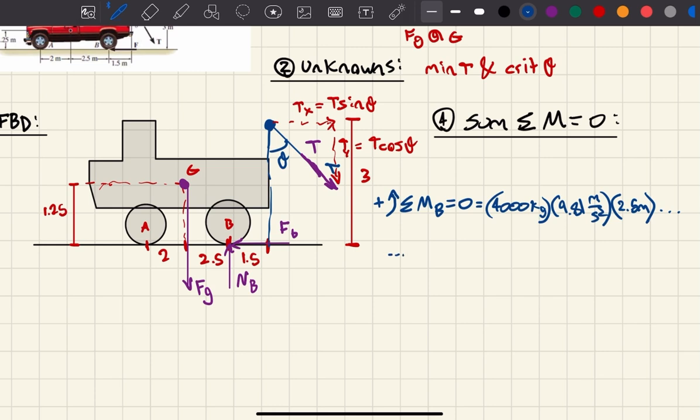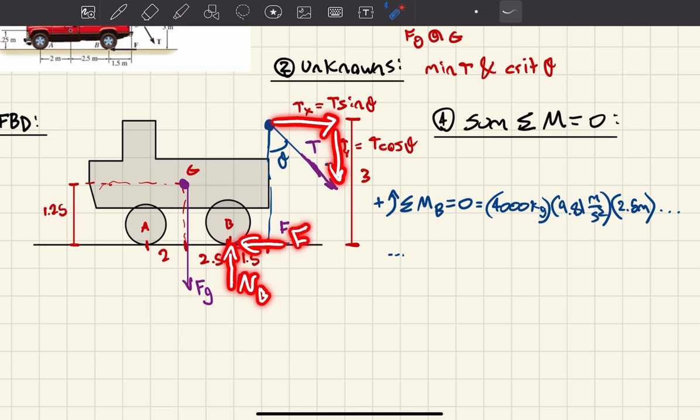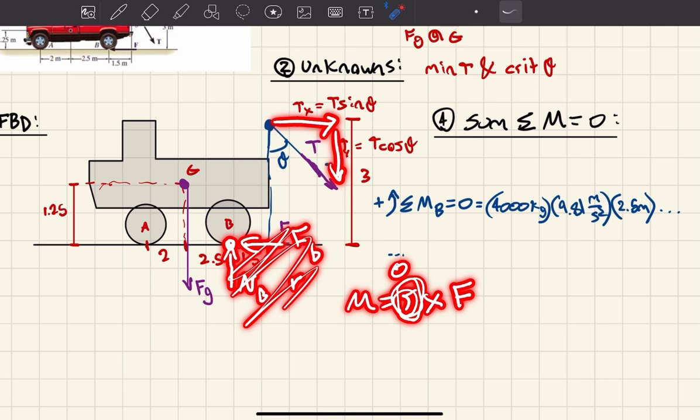Let's start back up here. Okay, we're done with the FG force. Now we want to deal with TX and TY. Again, remember, NB and FB are not included in our calculation because moment is equal to R times F, and we don't have R. They're acting at B, so it's 0. So we don't need to include these.